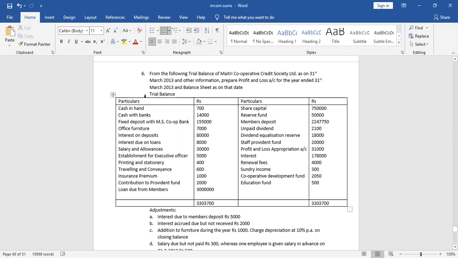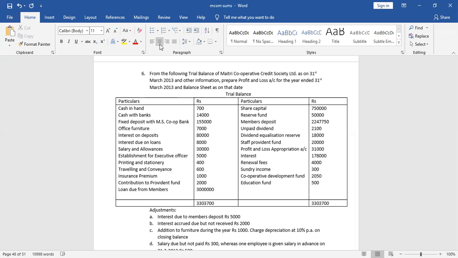In the trial balance, what is the first thing given? Cash in hand, cash with bank. So both will come under cash and bank balance. Then we have fixed deposit with MS Cooperative Bank. So this will become the investment FD. FD is for more than 1 year. So FD is treated as investment, one or more than 1 year.